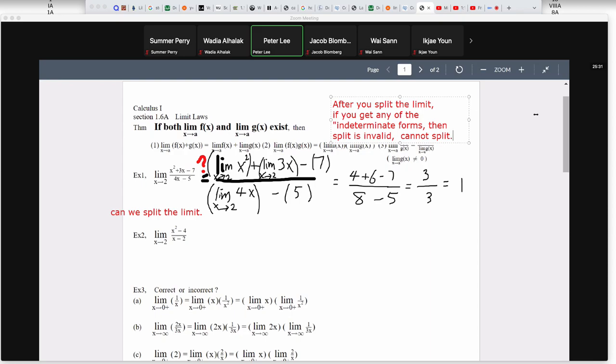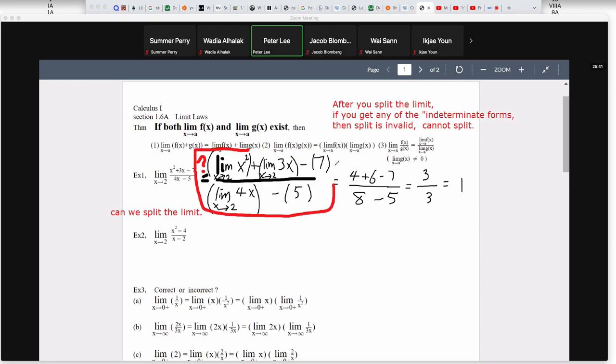I'm going to explain this rule more clearly. But now in example 1, the question is, do we have to write all of these things here? Are you required to write all this step right here? Can you just go from here to here directly? Am I going to accept that? Yes, I will accept that. But do you know why I will accept that? Because it is not indeterminate.